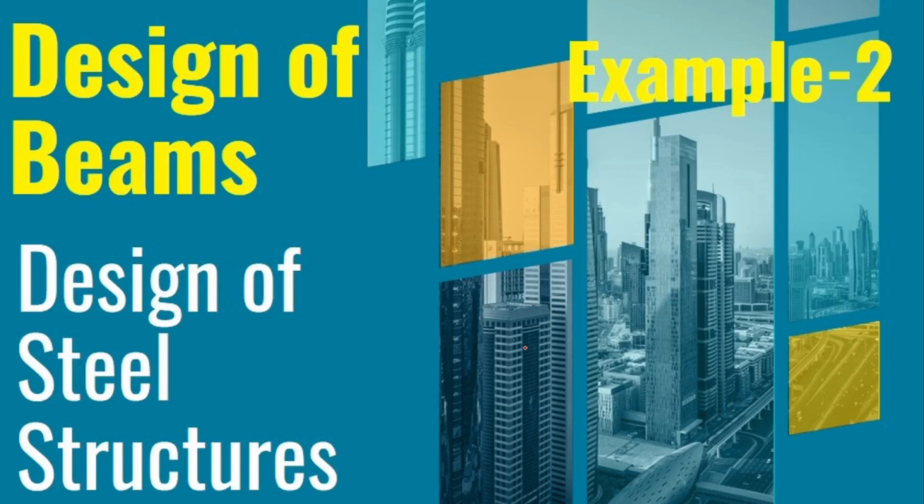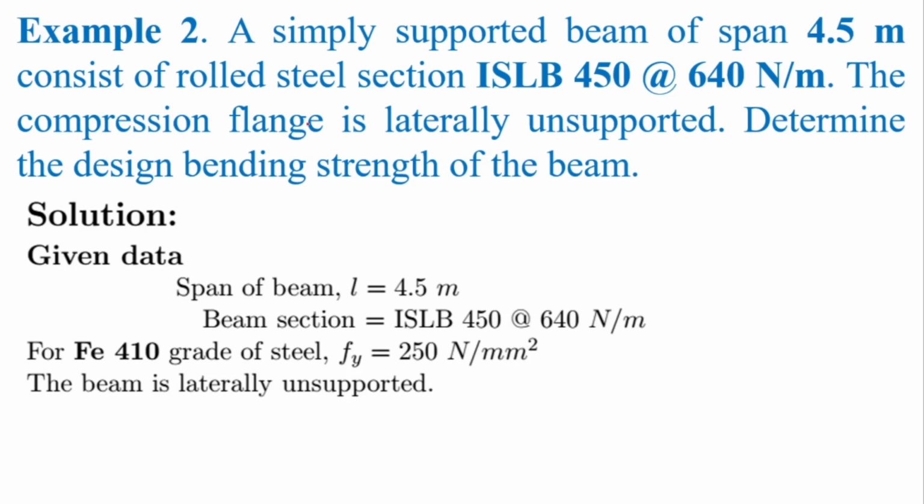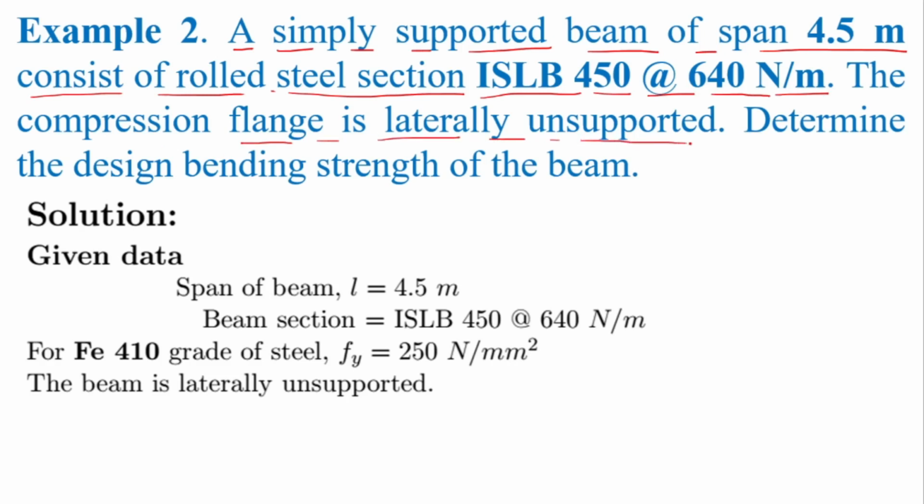In today's video, we are going to discuss another example of steel design. Here we are going to start example 2. Let's see the example. A simply supported beam of span 4.5 meter consists of rolled steel section ISLB 450 at the rate of 640 Newton per meter. The compression flange is laterally unsupported. Determine the design bending strength of the beam.